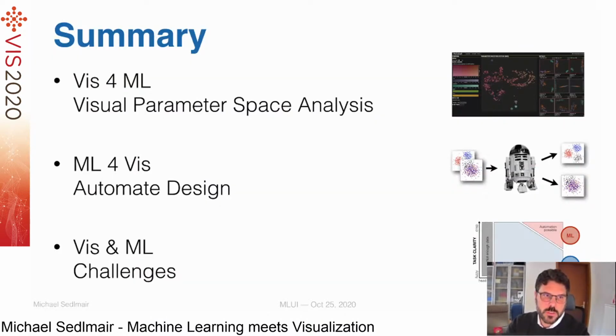Okay, so with that, I want to conclude my talk with a quick summary. We started out talking about visualization for machine learning. I told you a little bit what we're doing with visual parameter space analysis and illustrated that with dimensionality reduction. Then we talked about machine learning for visualization, and here, the provocative idea of automating visualization design. After all, it's probably going to be semi-automatic, but you get the idea. And then in the final part, we talked about combining visualization and machine learning, and at least the challenges that I do see ahead of us to tackle.